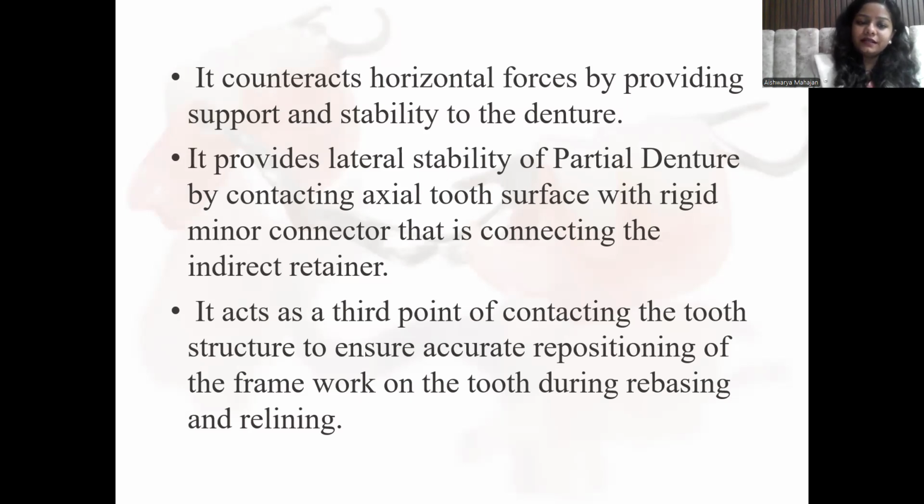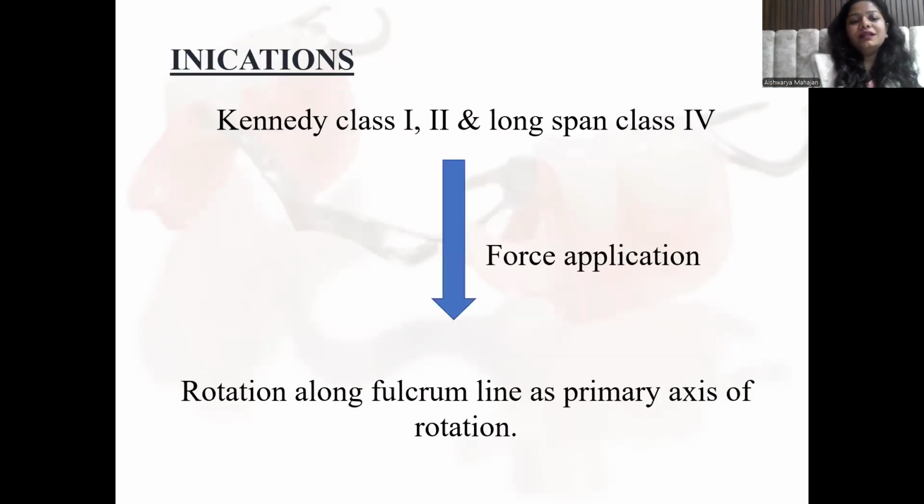It provides lateral stability of the partial denture by counteracting axial tooth surface with a rigid minor connector that is connecting the indirect retainer. It acts as a third point of contact in the tooth structure to ensure accurate repositioning of the framework onto the tooth during rebasing and relining conditions. Now, these are indicated in Kennedy class 1, class 2, and long span class 4 conditions.